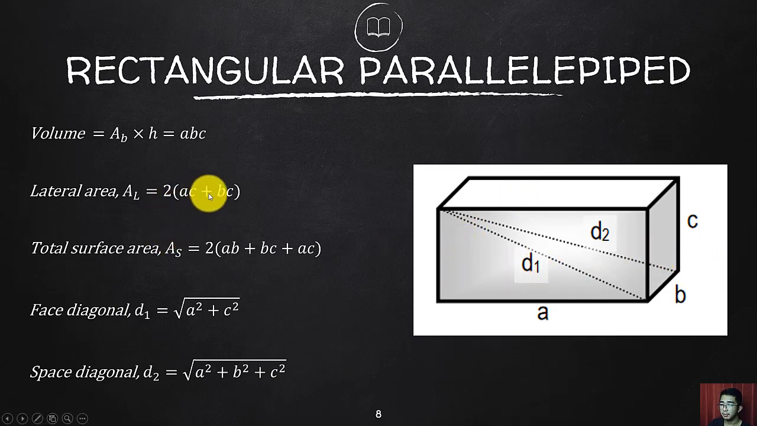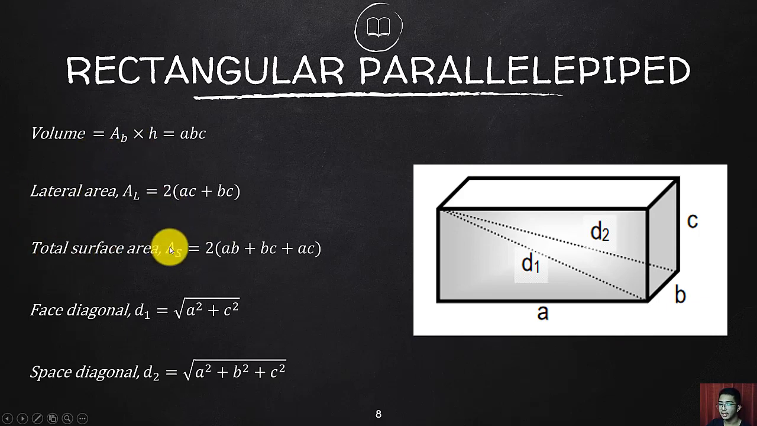So you see here in this particular figure, what are the planes or the areas covering the side only? AC, 2 of them, and then BC. We did not include AB, the top and the bottom part. That's your lateral area. So again, volume, lateral area, and total surface area.